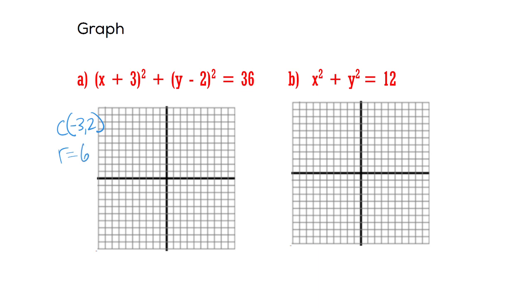And there we go. So now what you're going to do is just plot the center, left 3, up 2. And then if the radius is 6, that means you can go in all directions, go out 6, and it'll be a dot on the circle. I'm just going to pick the key ones. I'm going to go to the right 6. I'm going to go to the left 6. I'm going to go up 6. And I'm going to go down 6.